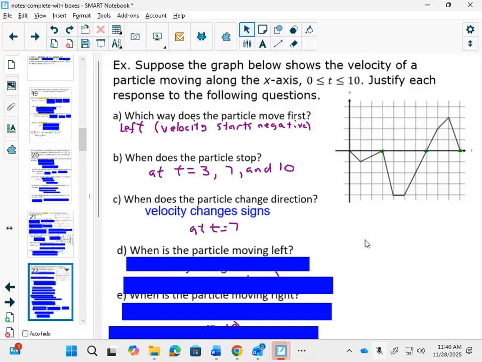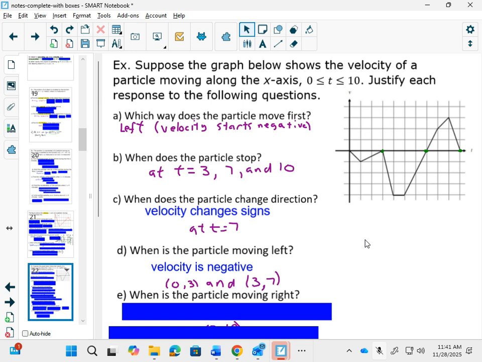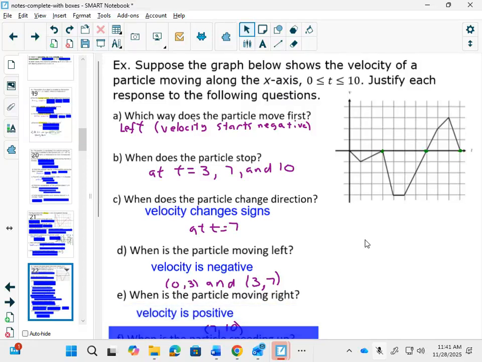When is the particle moving left? Wherever the velocity is negative. So it's going to be moving left from 0 to 3 and 3 to 7. We don't include 3 because it's actually stopped at that moment. And of course it's moving to the right from 7 to 10.